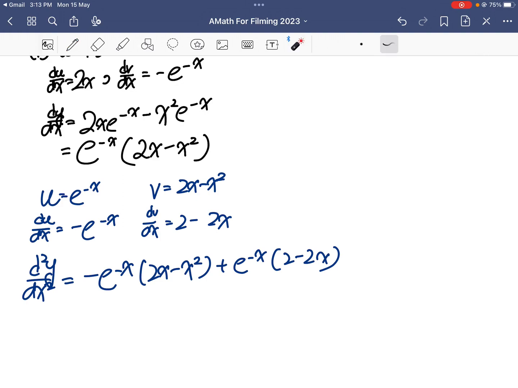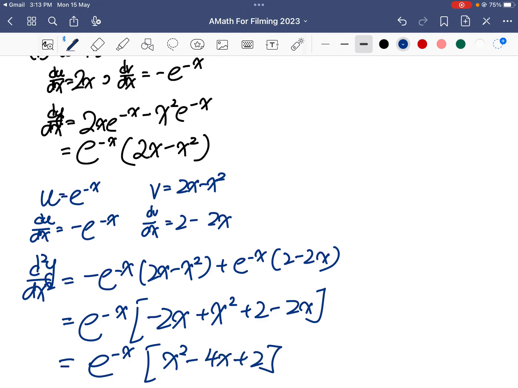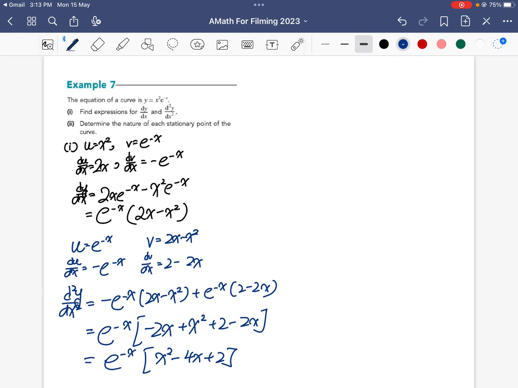Once again, if you notice, the common factor is e to the power of negative x. Factorizing e to the power of negative x, what's left inside my brackets is negative 2x plus x squared plus 2 minus 2x. If you simplify, what you get will be x squared minus 4x plus 2 inside my brackets. So I found the first differential and my second differential as well.